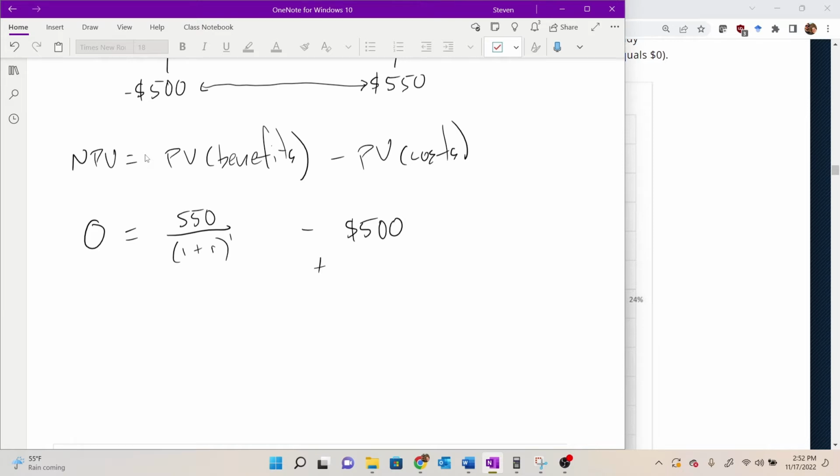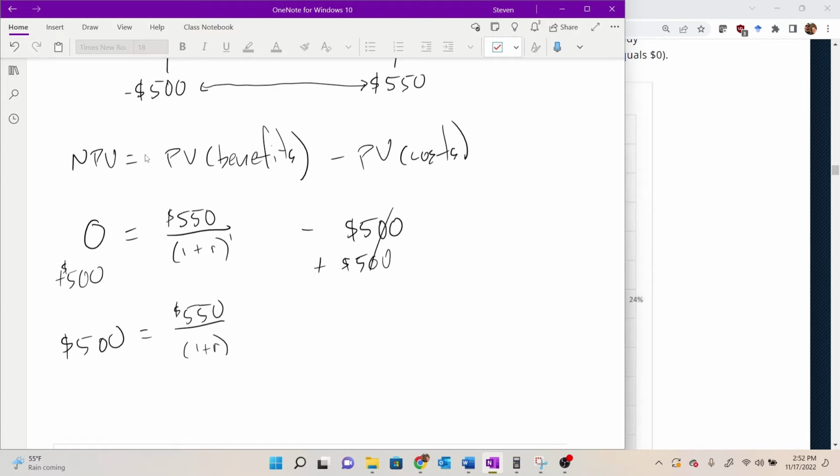Let's start by adding 500 to both sides, so that now 500 is equal to 550 over, I'm just going to say 1 plus r. We can drop that 1 superscript because anything raised to the 1 is just itself. The two 550s cancel out on the right-hand side.